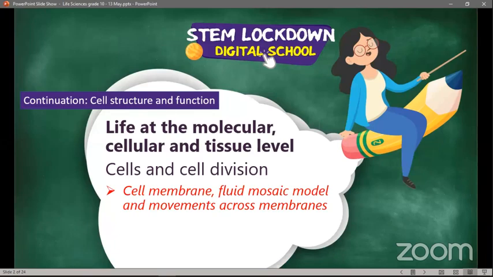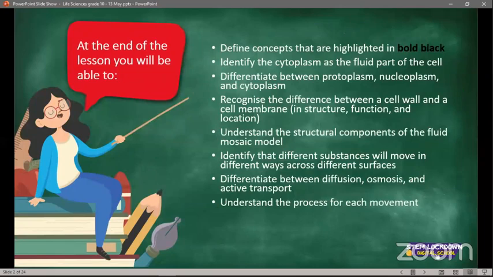At the end of this lesson, what I want you to do is to be able to define concepts that are highlighted in bold black. As you know, in life sciences, terminology is important. In every test, you have to define a term, whether you like it or not. So be able to define concepts that are highlighted in bold black.